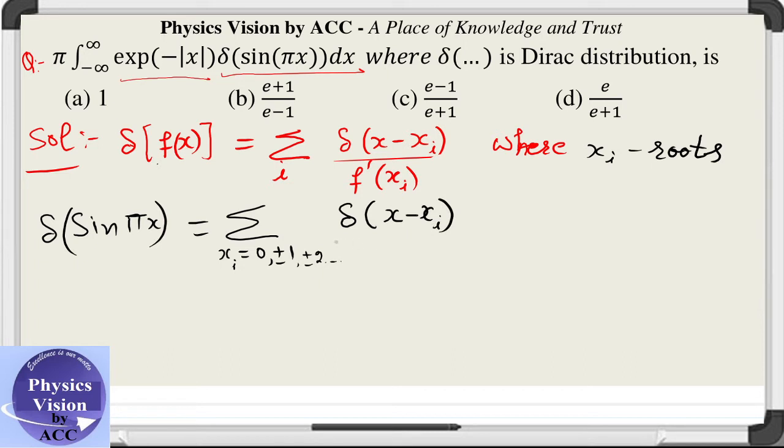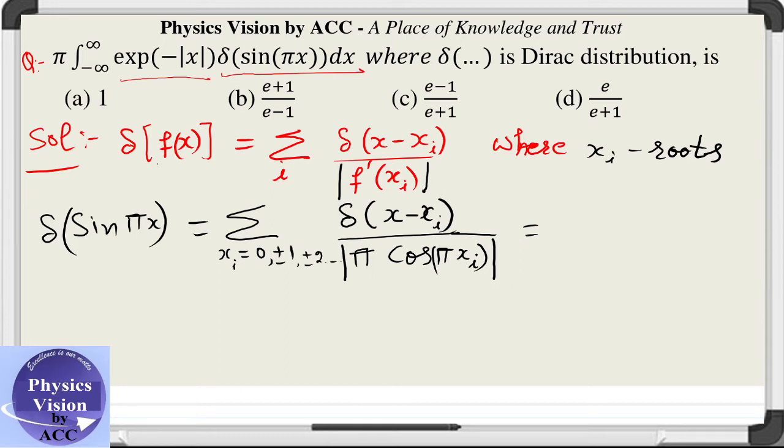And what is the derivative of sine pi x? Sine pi x derivative is given by pi cos pi x at x equal to xi. So here we need to take care of one more thing, that we have the mod of this function, so we need not bother about the plus minus sign.